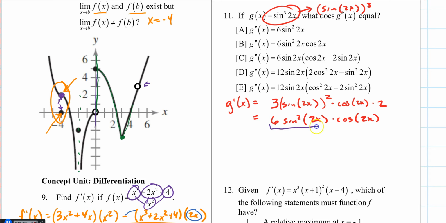And now I'm going to take the second derivative, and I'm going to have to apply the product rule. I have the f function, and here's the g function. So the second derivative, I'm going to take the derivative of 6 sine squared of 2x. Once again, sine squared, that 2 comes out front. So I've got 12 sine of 2x times the derivative of sine, which is cosine 2x times that 2 for the derivative of 2x, times the cosine of 2x.